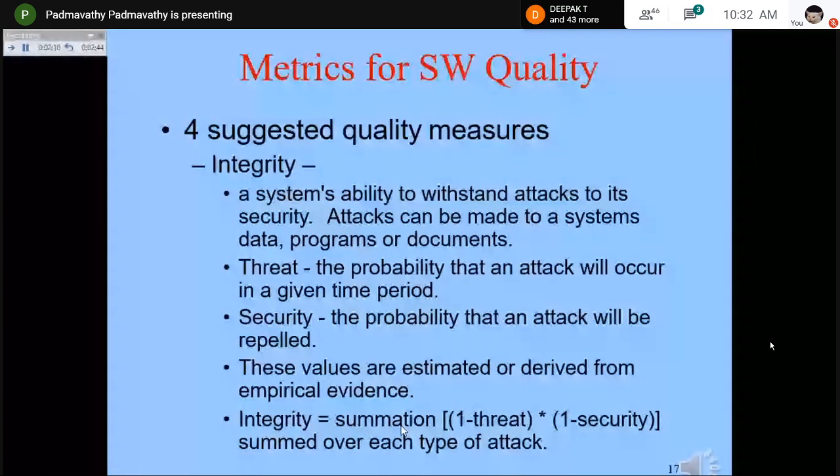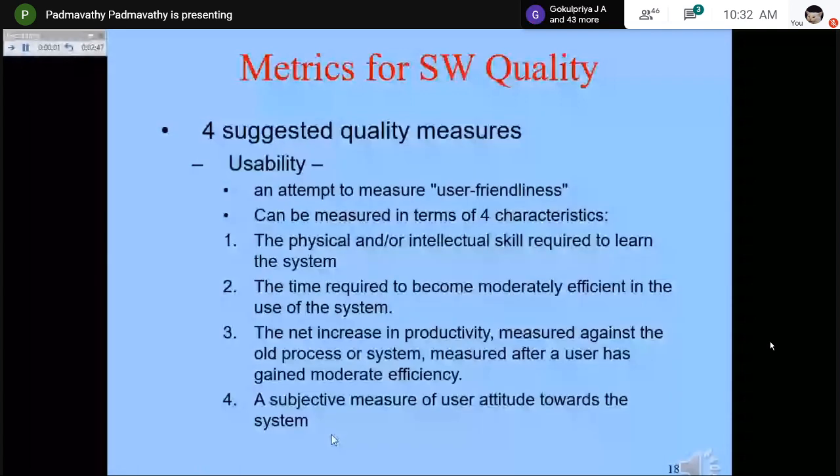So I told you there are 4 quality measures. One is integrity. The next one is usability. So what is this usability? It is an attempt to measure user friendliness. Maybe you're all computer science students, so you'll be very comfortable with whatever web page is opened by you. Whatever software is given, you'll try to find out where the next button will appear and where the possible option for closing the screen will be.